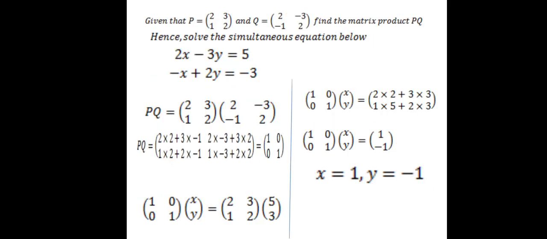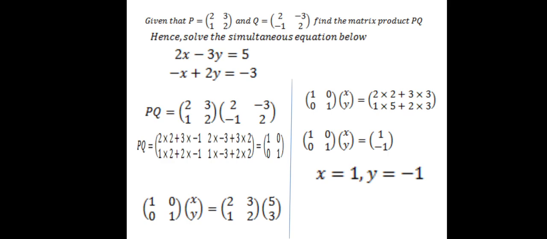Given that P is equal to 2, 3, 1, 2, and Q is equal to 2, negative 3, negative 1, 2, find the matrix product PQ. Hence, solve the simultaneous equation. Now, the product of the matrix is the identity matrix. The identity matrix, when you multiply with any matrix, the matrix does not change, it remains the same. So the matrix is 1, 0, 0, 1.